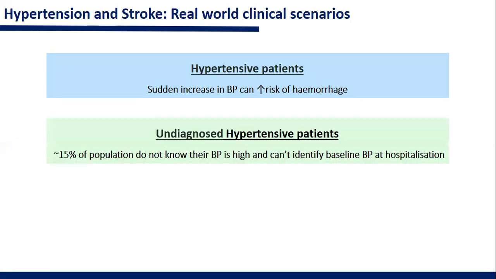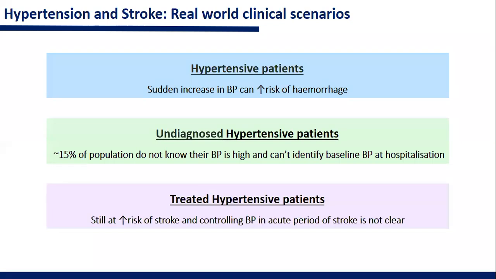Second, undiagnosed hypertension. So generally 15% of the population do not know that their blood pressure is high. Undiagnosed hypertension is a serious issue because if it is present in the stroke patients, technically we cannot identify these patients at the time of hospitalization. And maybe clinicians may mistakenly overtreat the post-stroke hypertension. So lowering the blood pressure below their true pre-stroke baseline level may be dangerous or not.